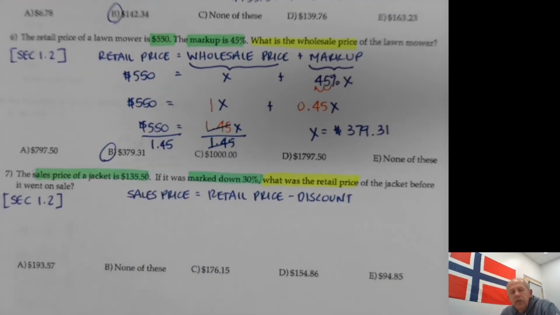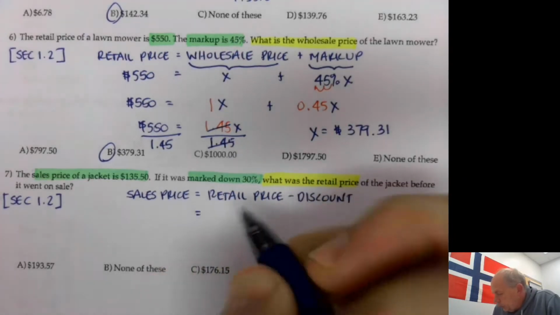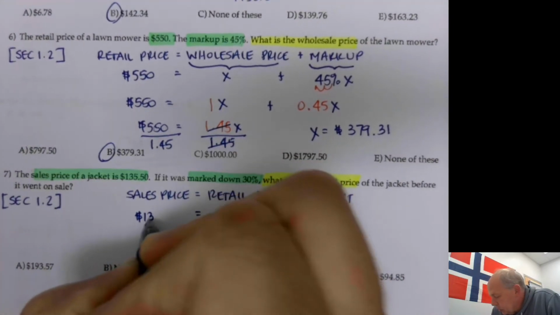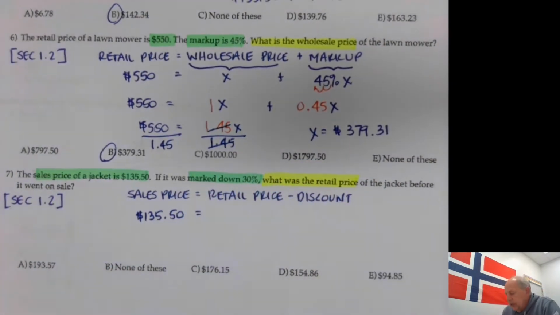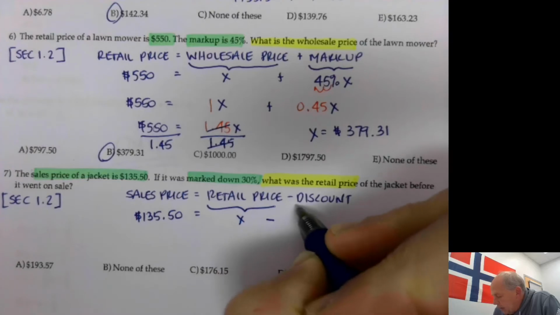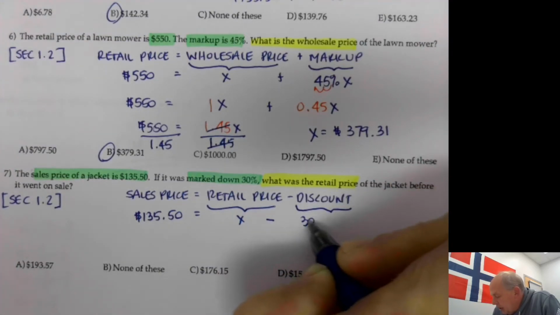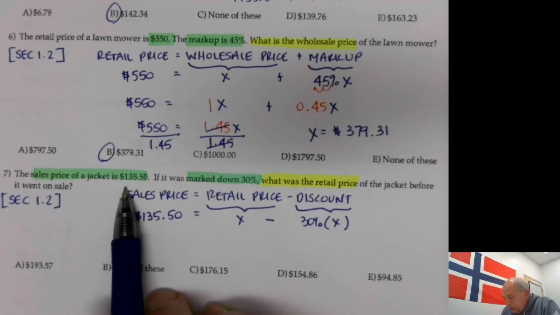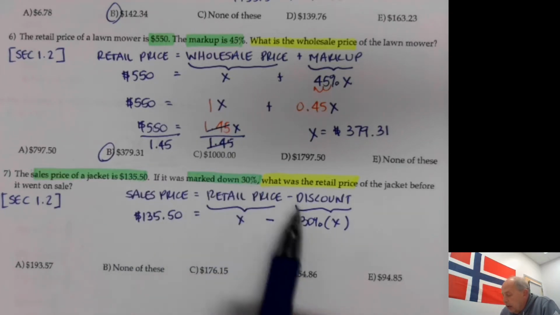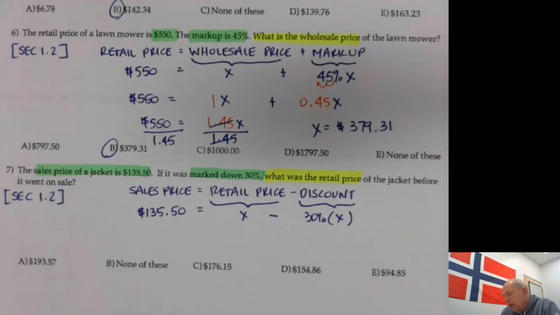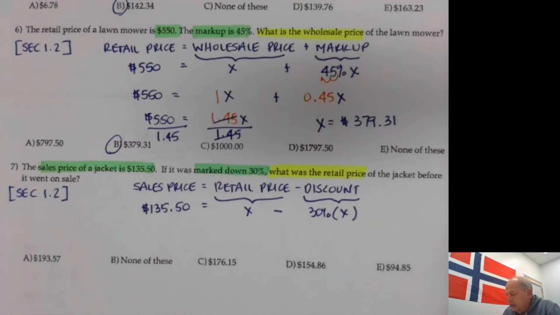So marking this up hopefully will trigger some values to plug into the actual formula. So this price was $135.50, the sales price. The retail price here is what I'm looking for, X. After this has been discounted 30% off of some value X. So let's say we go on Amazon and we see this sales price. It was marked down 30%. We want to figure out what Amazon paid for this jacket before they marked it up and put it on their website for sale to us.